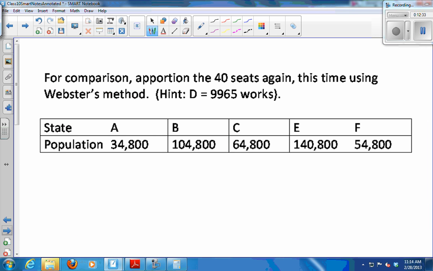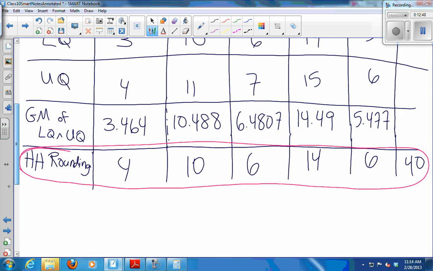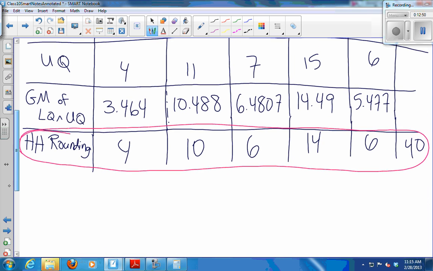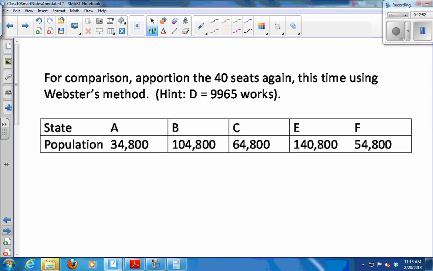Okay, so for comparison, why don't you apportion using Webster's method? We learned this last class, and I'm telling you what divisor works so that you don't have to spend a lot of time guessing. I just want to see how it turns out, the final apportionment, compared to what we just did with Huntington Hill.